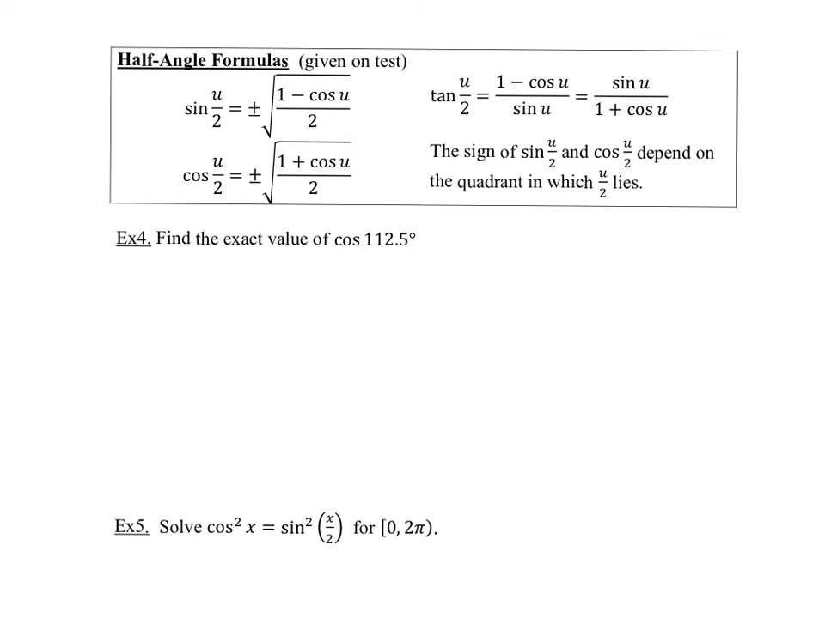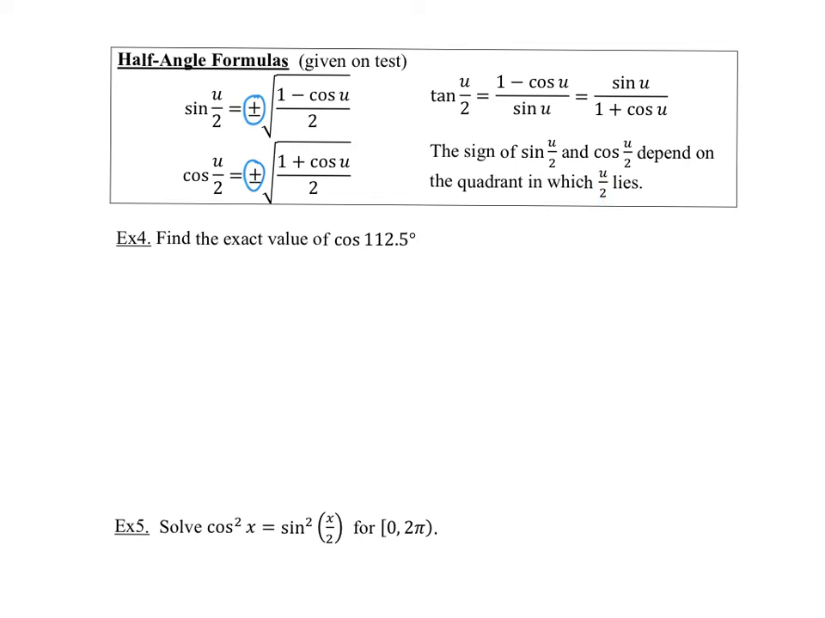Okay, the plus or minus is a lie. The sign of this right here depends on the quadrant in which u over 2 lies. So if I know that u over 2 is 10 degrees, I know it's in quadrant 1, so these would both be positive.